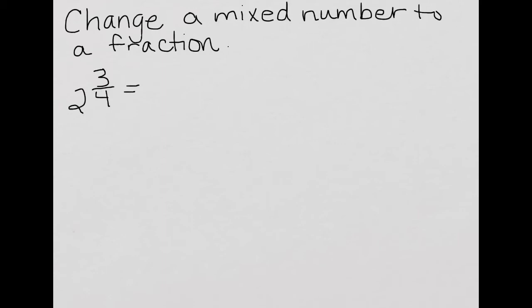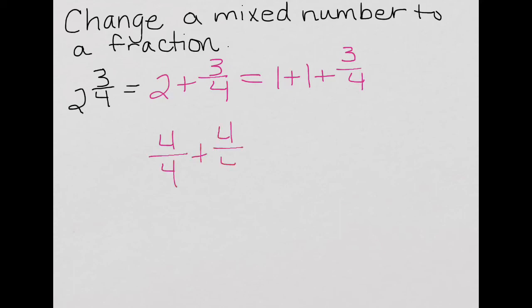Here we have a mixed number, 2 3/4, and we want to convert that to a fraction. And we're going to look at how we can figure out the parts of this fraction. So we know we have 2 whole plus 3/4. Okay, 2 whole, if we break that down, it's 1 plus 1 plus 3/4. We can then convert each whole to 4/4. So we would have 4/4 plus 4/4 plus 3/4. Because we still have our like denominators, we can simply add the numerators. 4 plus 4 plus 3, and we have 11/4.